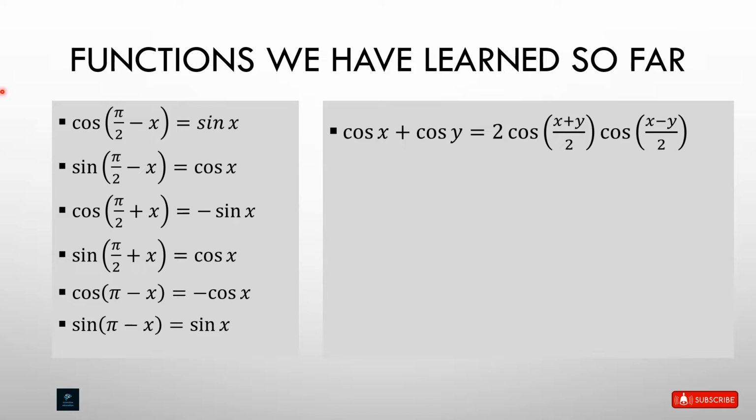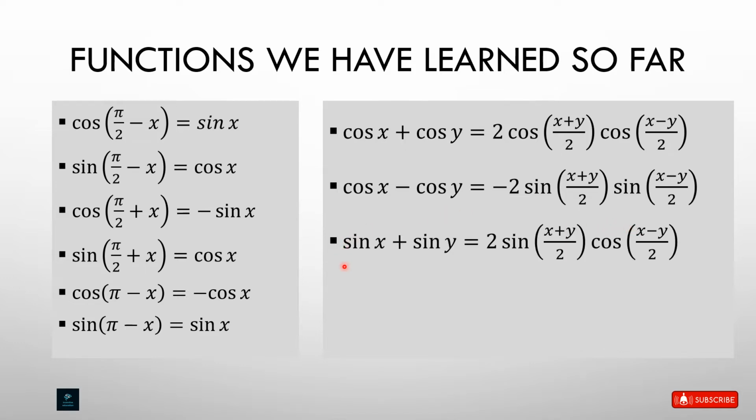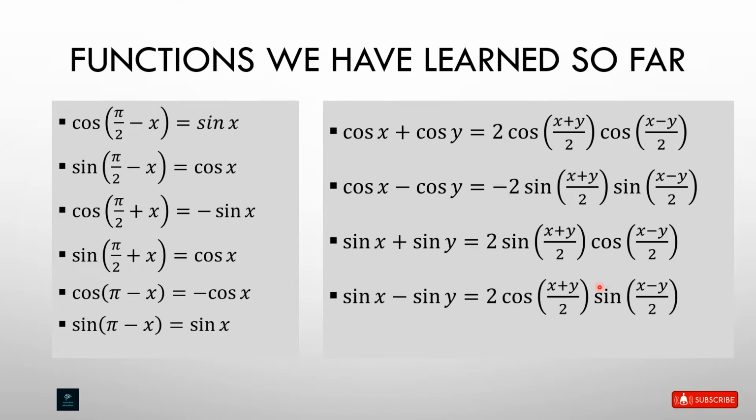We have also seen that cos of x plus cos of y is equal to 2 cos of (x plus y) by 2 times cos of (x minus y) by 2. We have also seen that cos of x minus cos y is equal to minus 2 sin of (x plus y) by 2 times sin of (x minus y) by 2, and we have seen that sin of x plus sin of y is equal to 2 sin of (x plus y) by 2 cos of (x minus y) by 2. And lastly, we have seen that sin of x minus sin of y is equal to 2 cos of (x plus y) by 2 sin of (x minus y) by 2.